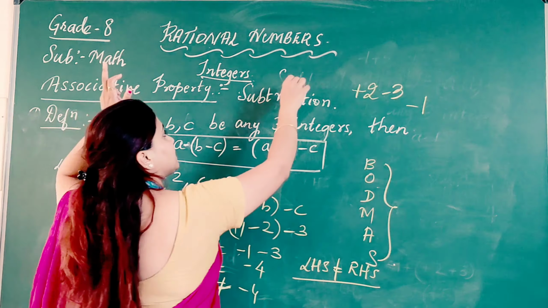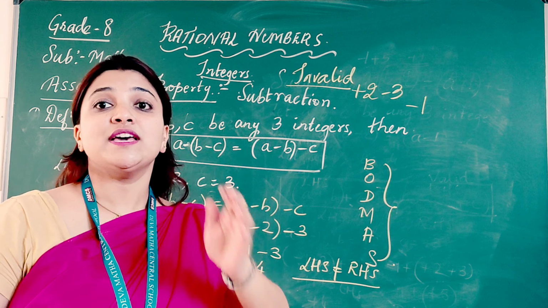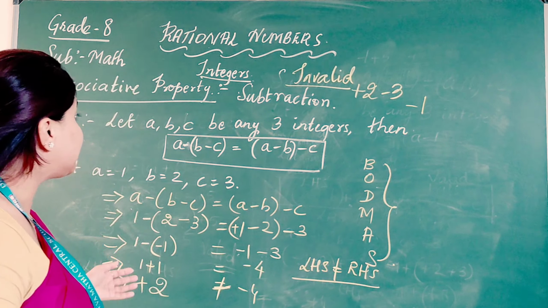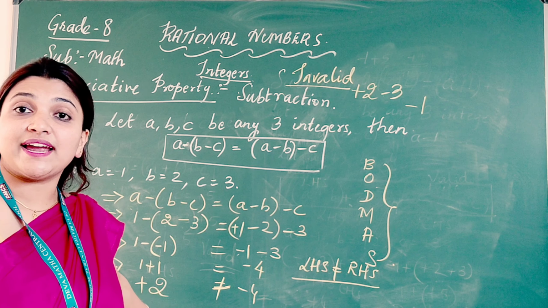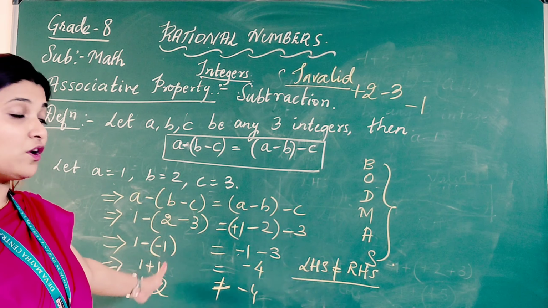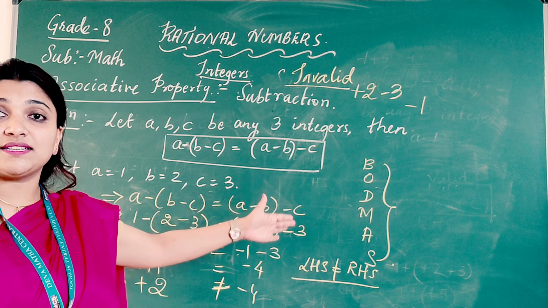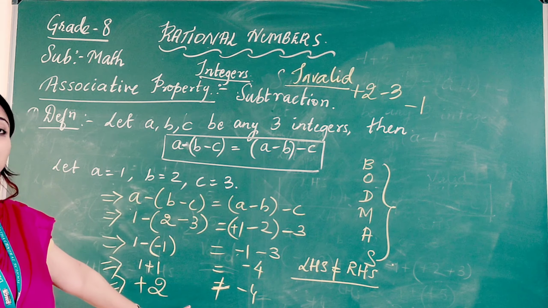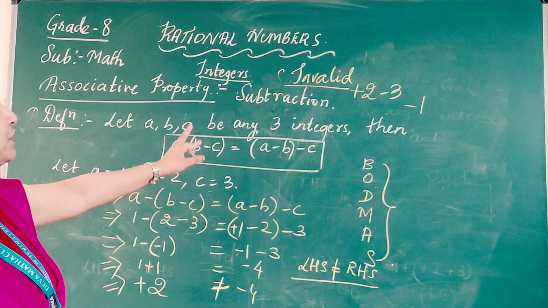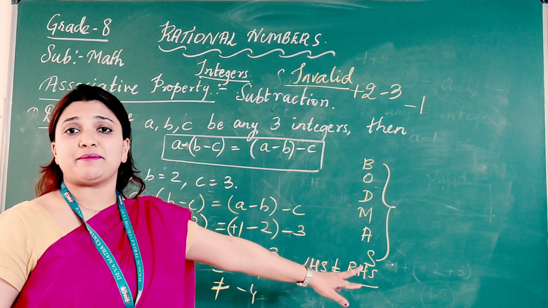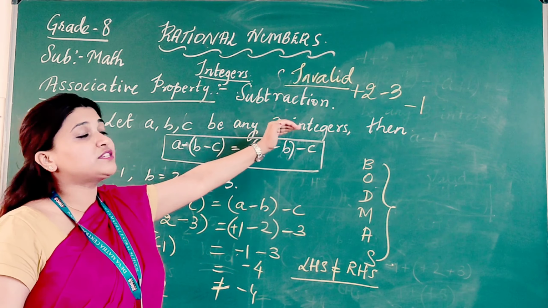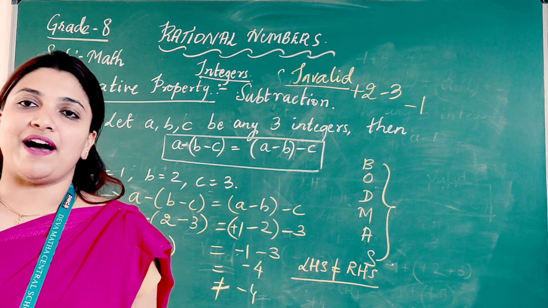Okay, so what I did was use the completely same formula as for addition. Instead of putting an addition symbol, I subtracted, and when I subtracted, I came to know that the left hand side answer when I solve, and the right hand side answer when I solve putting the formula, are not the same. It is not the same. So as my left hand side is not the same as my right hand side, the associative property of integers for subtraction is invalid.